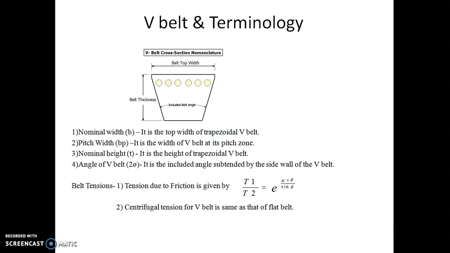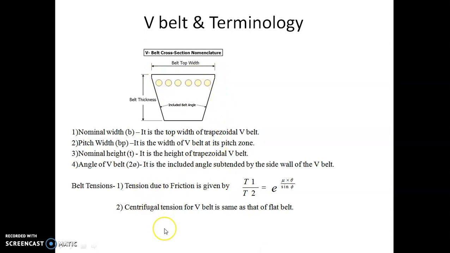Now we can see the V-belt having the trapezoidal cross section, and also we'll see the terminology related to it. There are two widths at the top and at the bottom, and it has a belt thickness. There is one angle which is called as included belt angle. Now we'll see the terminology. The first one is nominal width. It is denoted by B. It is the top width of trapezoidal V-belt.